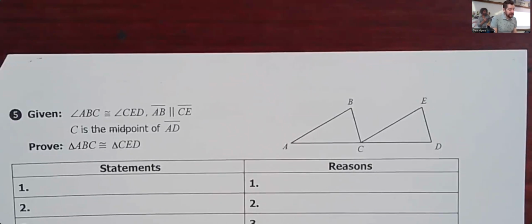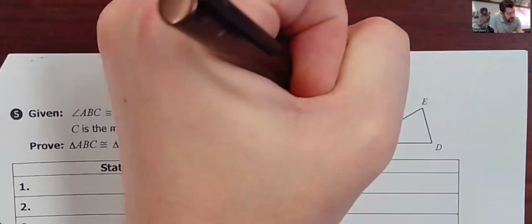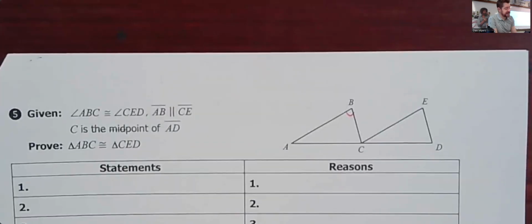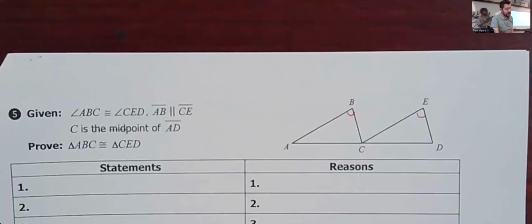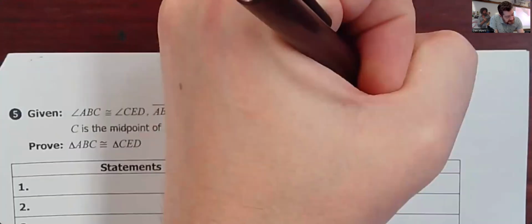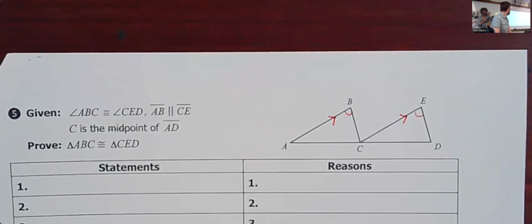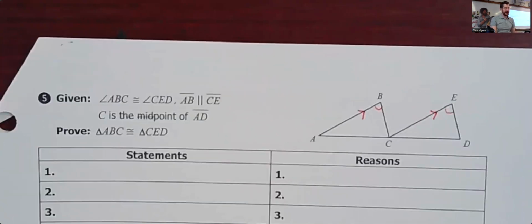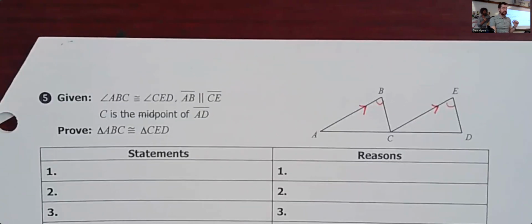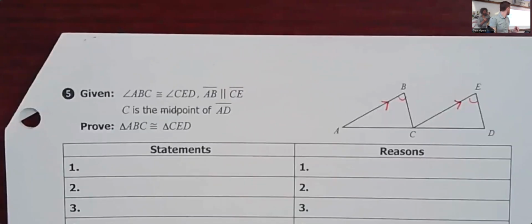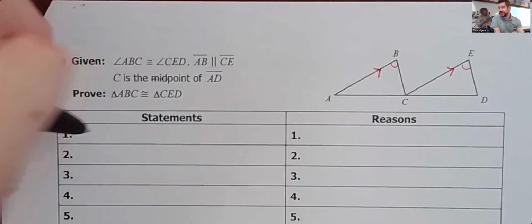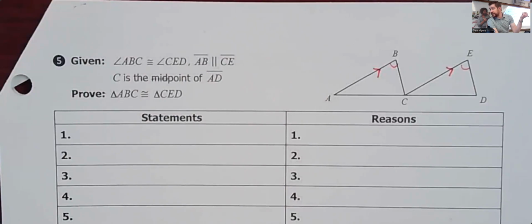We're told that angle ABC, this one up here, is congruent to angle CED, this one up here. We are told that segment AB is parallel to segment CE, so we'll go ahead and do that as well, with parallel markings on there. And then we're also told that C is the midpoint of AD. That will give us congruent segments, but we can't say it yet because we have to use the definition of midpoint in order to make that happen. So there are 3 things that we are given. That's kind of nice. So let's just go ahead and write those in as given.